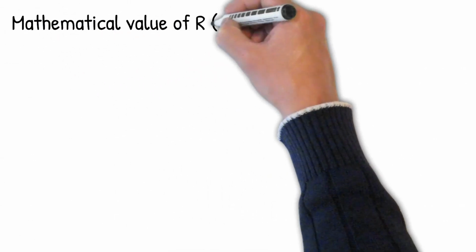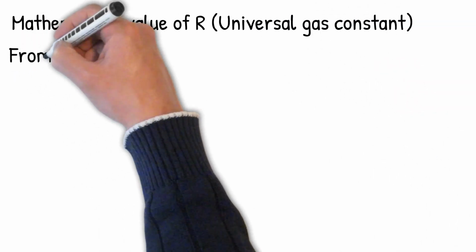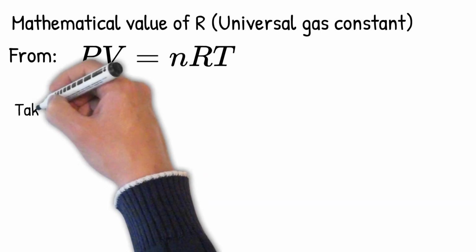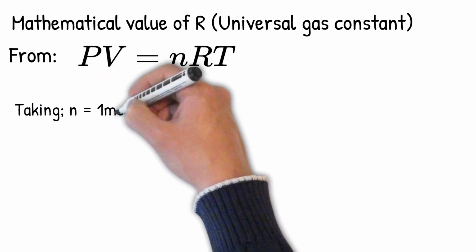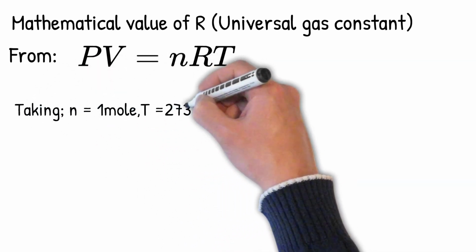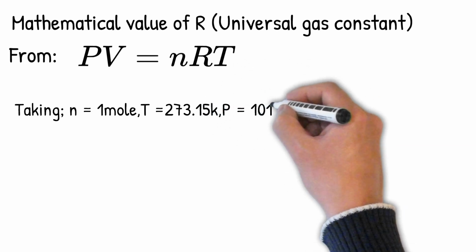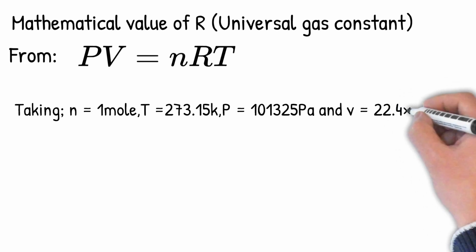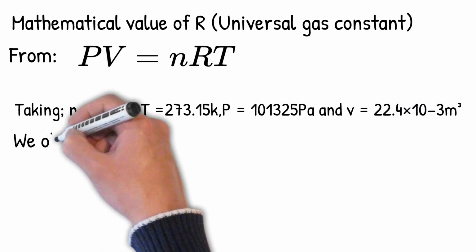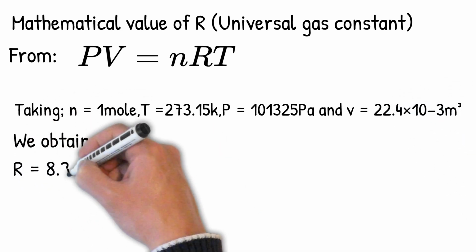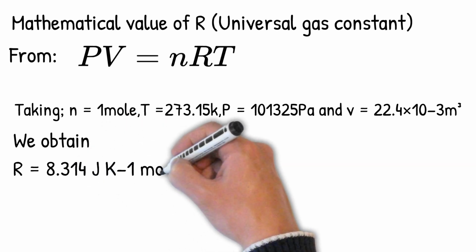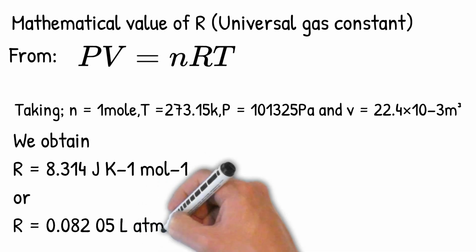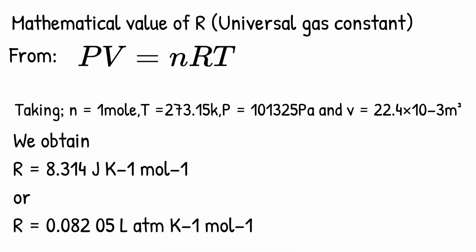Mathematical value of R, the universal gas constant, from the ideal gas equation PV equals nRT, taking n equals 1 mole, temperature equals 273.15 Kelvin, pressure equals 101,325 pascals, V equals 22.4 times 10 to the power negative 3 meter cubed. We obtain R equals 8.314 joule per Kelvin per mole, or R equals 0.08205 liter atmosphere per Kelvin per mole.